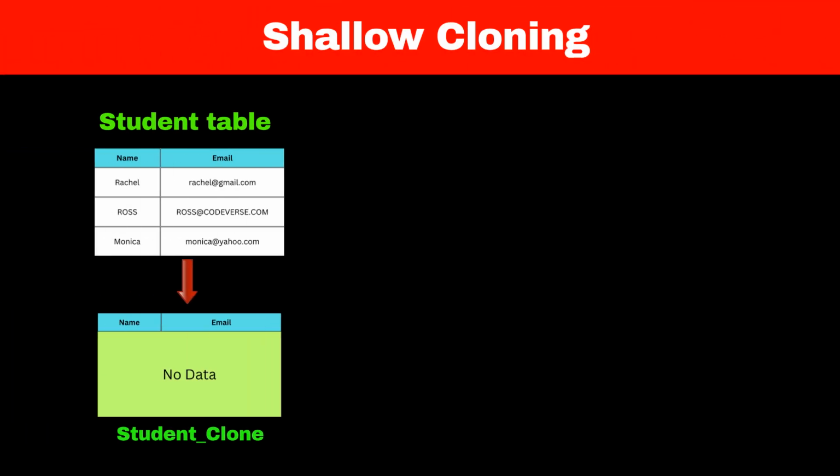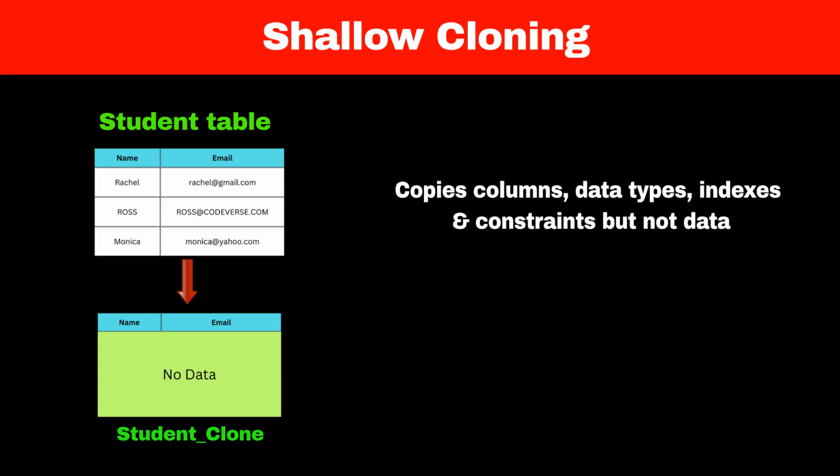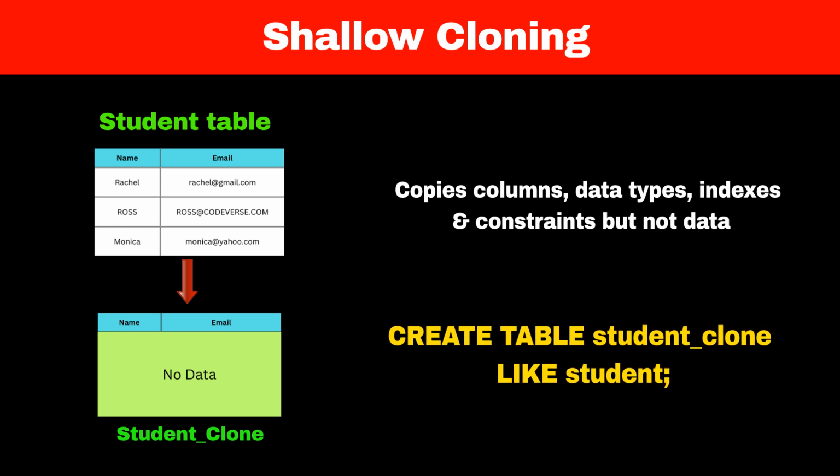Shallow cloning in SQL means creating a new table with the same structure as the existing table but without copying actual data. This means that the new table will have the same columns, data types, index, and constraints as the original table, but it will be empty. You can perform shallow cloning in MySQL using the LIKE statement. For example, we can use CREATE TABLE student_clone LIKE student. This statement creates a new table student_clone that has the same structure as the student table, but it's empty. It copies the column definitions, data types, index, and constraints from the student table.